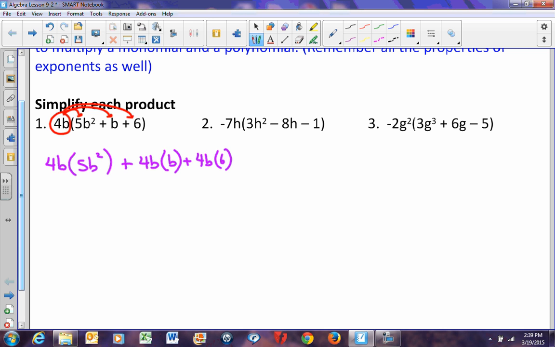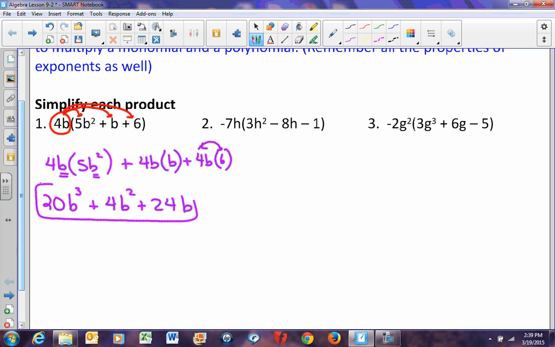So 4 times 5 is 20. b to the first times b to the second is b to the third. Remember, same base, you're going to add the exponents, hence why we have to remember what we learned in chapter 8. Plus 4b times b times b is b squared, so 4b to the second power. Here we have the 4 multiplied by the 6, so that becomes 24. There are no other variables, so it's 24b. So when we multiply this out, we get 20b to the third plus 4b squared plus 24b.